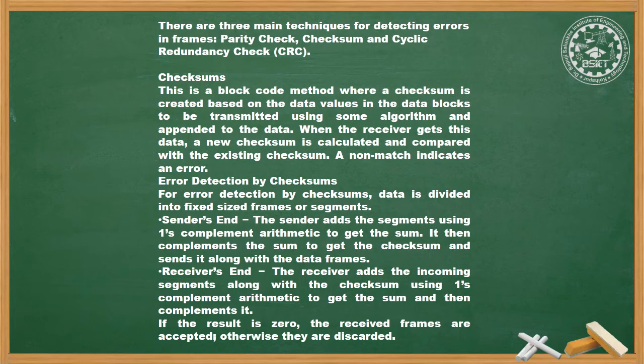Now at the receiver end, the receiver adds the incoming segments along with the checksum using 1's complement arithmetic to get the sum and then complements it. So at the receiver end also it adds the segments along with the checksum using 1's complement, and again complements the sum. If the result is 0, received frames are accepted, otherwise they are discarded.